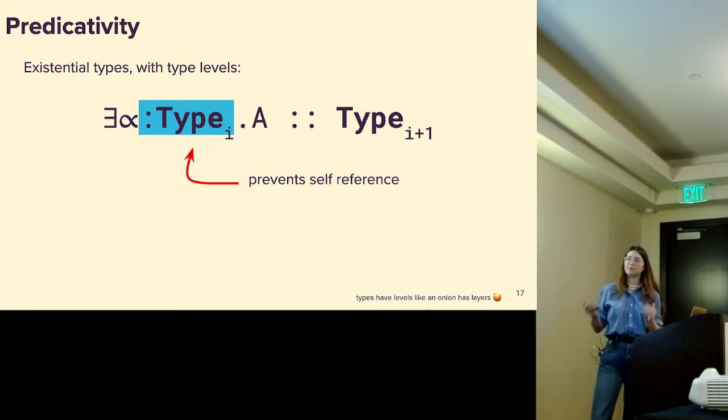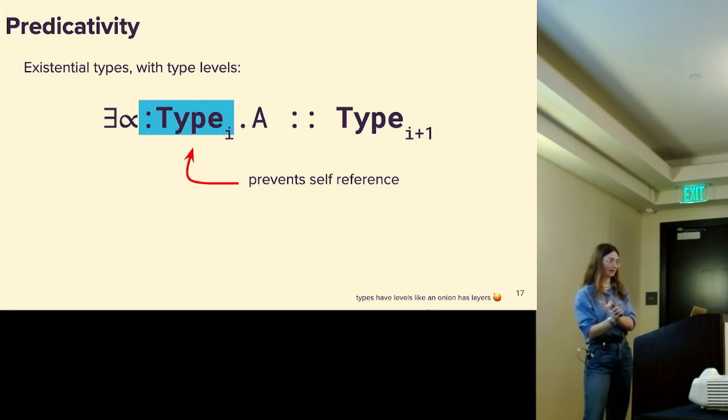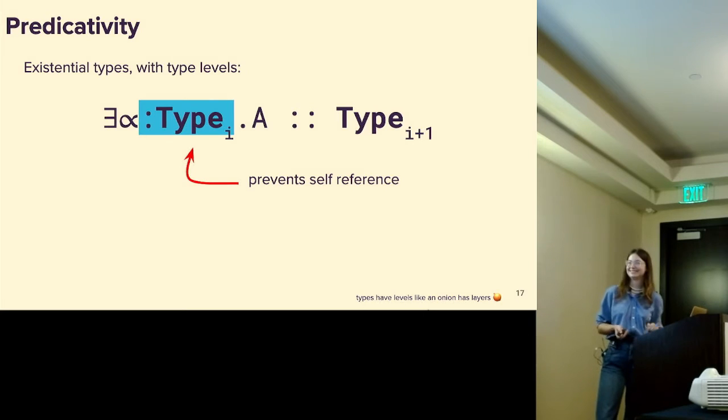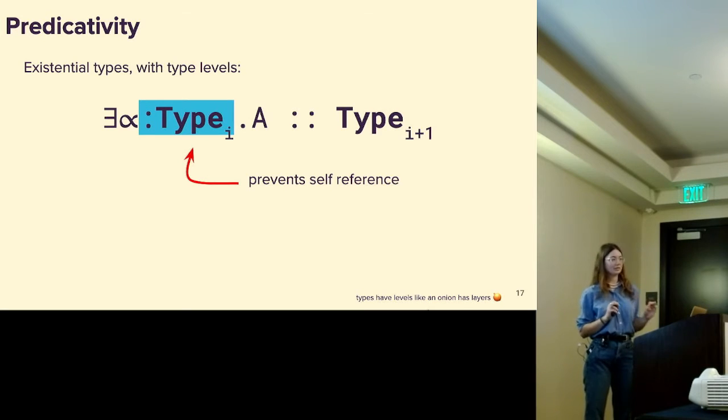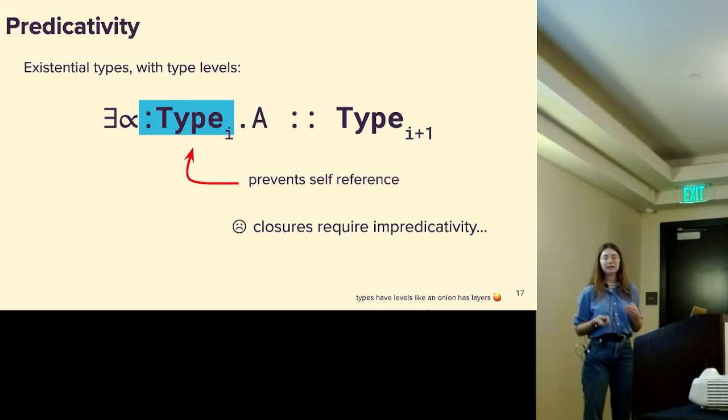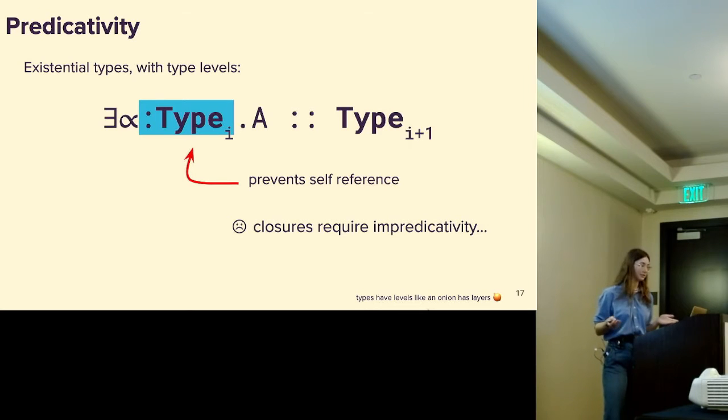So clearly this prevents self-reference because alpha has to be at type level I, but we have our existential type be at type level I+1. It's not really a way to make those numbers line up. Hopefully not. But we find that while this could rule out Landin's knot or non-termination, it rules out a little bit too much. So in particular, it rules out higher order functions, and we would like to have those.